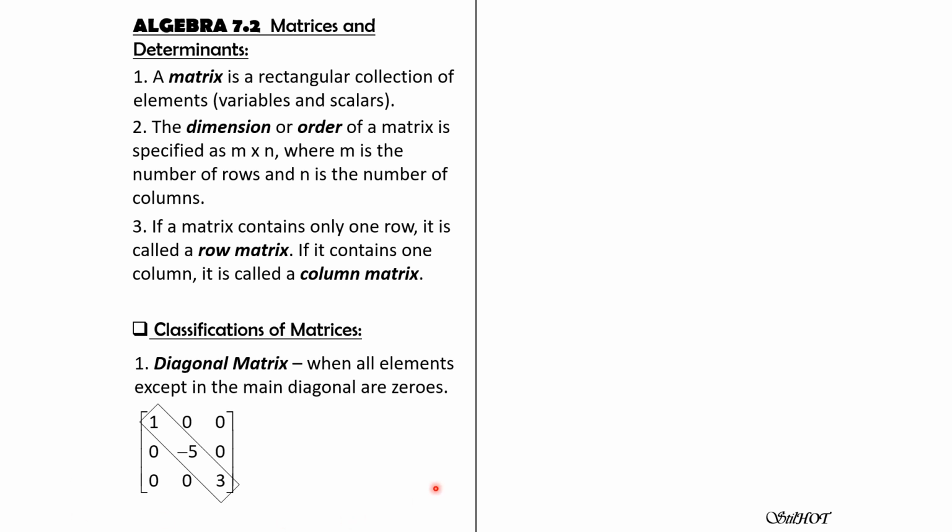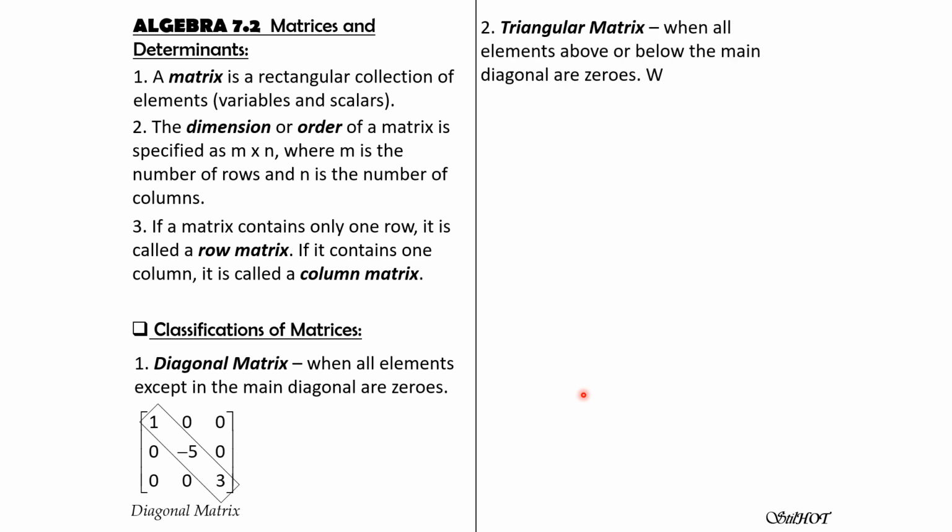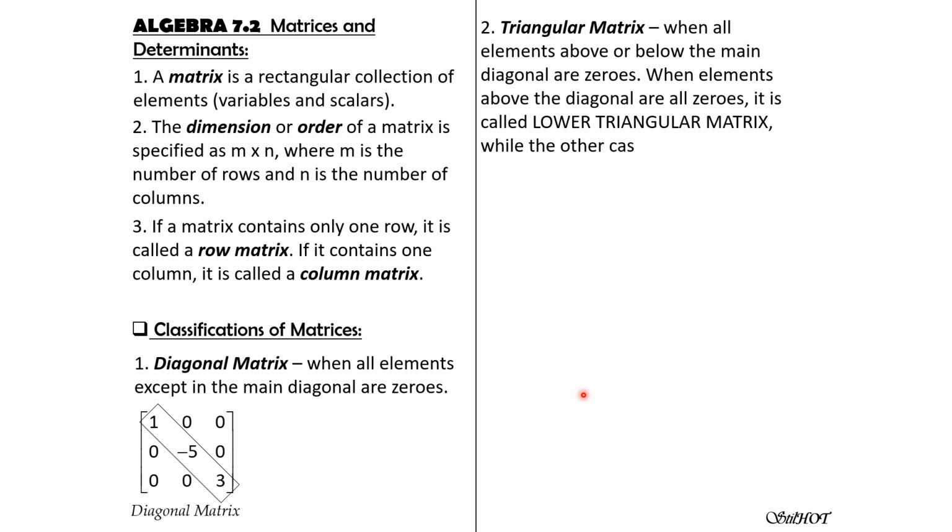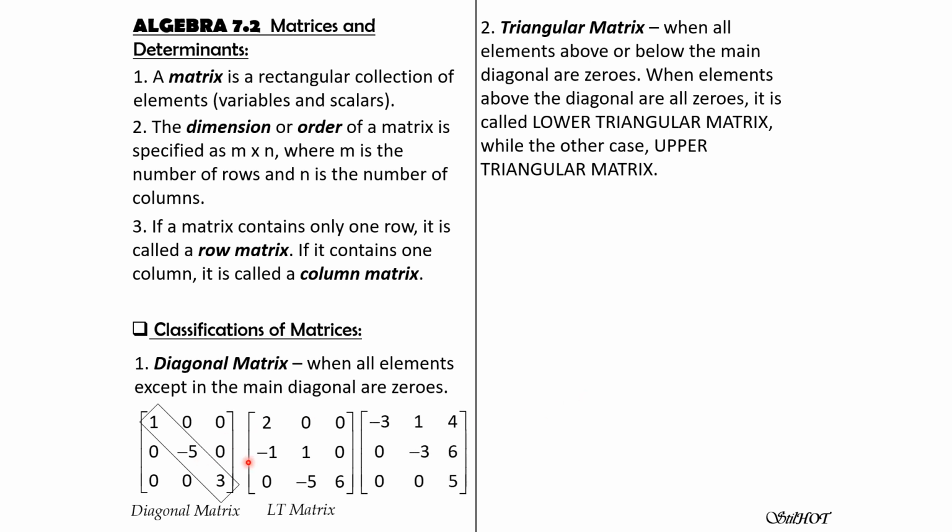We still call that a diagonal matrix, and all other elements are zeros. Then we have triangular matrices, when all elements above or below the main diagonal are zeros. When elements above the diagonal are all zeros, it is called a lower triangular matrix, while the other case, where elements below the main diagonal are all zeros, is the upper triangular matrix. This is an example of the lower triangular matrix, and this one is the upper triangular matrix.